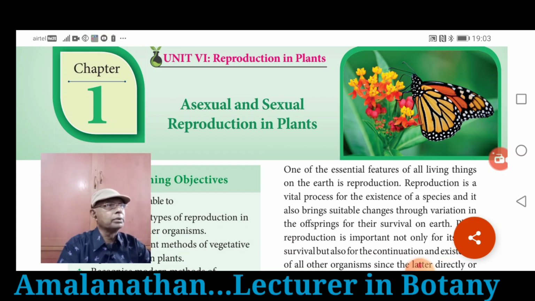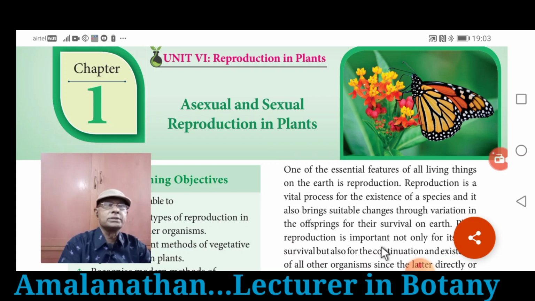It brings suitable changes through variation in the offsprings for their survival on earth. Reproduction plays an important role in evolution. So that is reproduction. What is reproduction? Reproduction is a vital process for the existence of a species, and it brings about changes through variation in the offsprings for their survival on the earth.